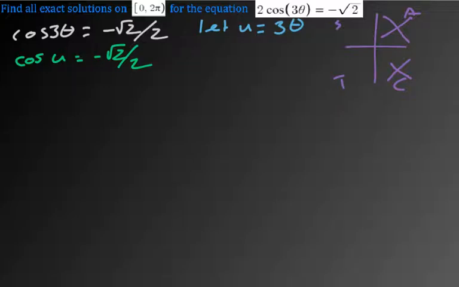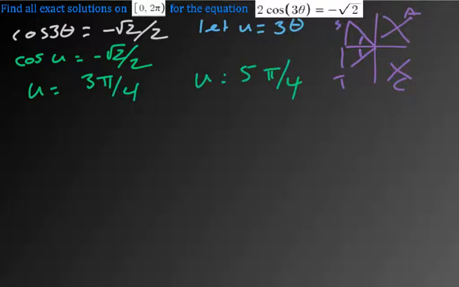And so you can see it kind of has to be like a pi over 4. So there's a pi over 4 reference angle here and here, right? If you think quarters, this is 1 quarter, 2 quarters, 3 quarters, 4 quarters. So that's 3 pi over 4, right? And then you go 1 more pi over 4, you'd be at 5 pi over 4. So U is basically either 3 pi over 4, or U is 5 pi over 4. And then you just unsubstitute.